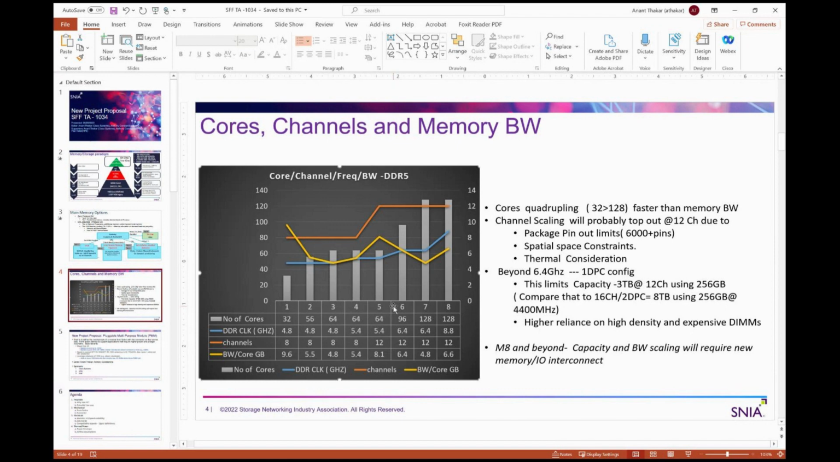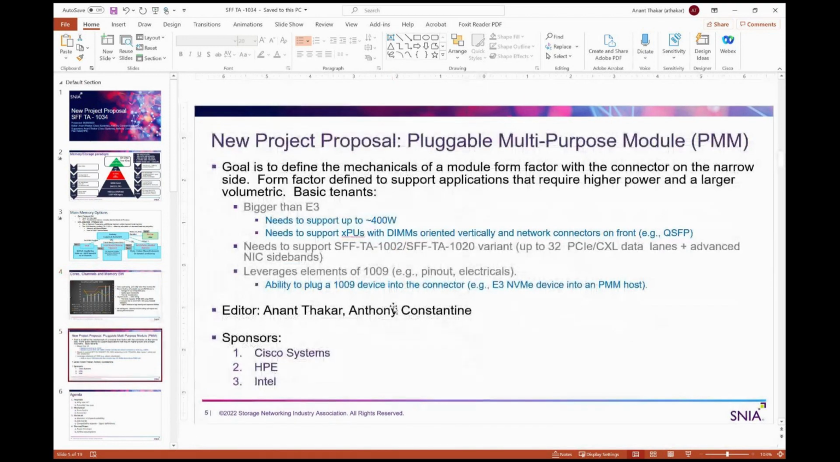And for that, we need to define a new form factor for holding 8 to 10 channels of memory inside the new form factor. So with that, we created a new group, SFF-TA-1034, to define a new pluggable multipurpose module. The initial focus was mostly on creating it for the DPU and edge compute market.